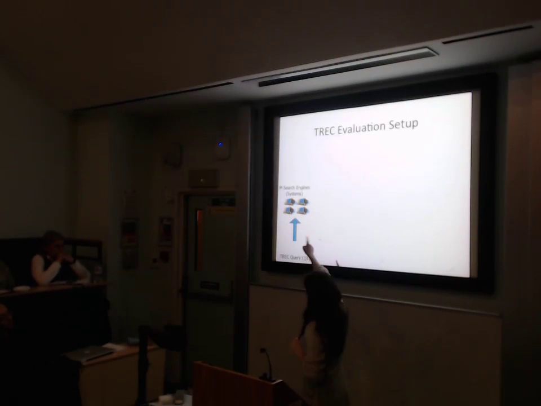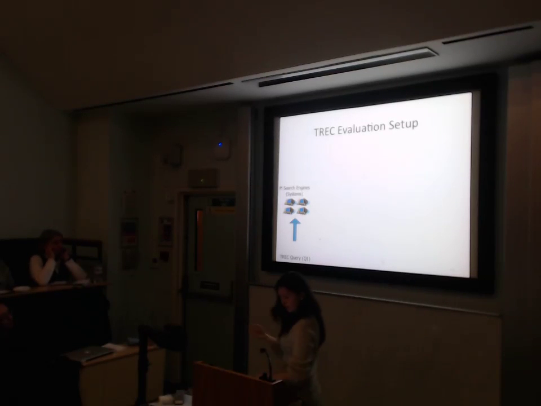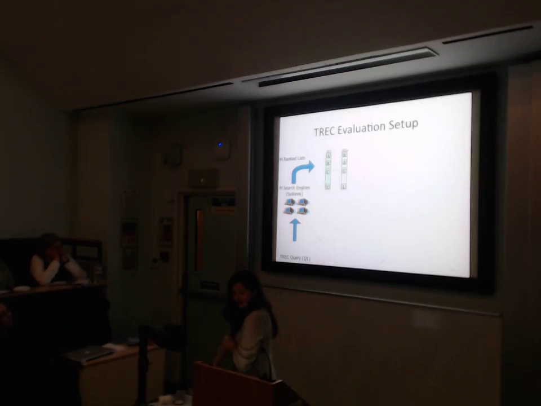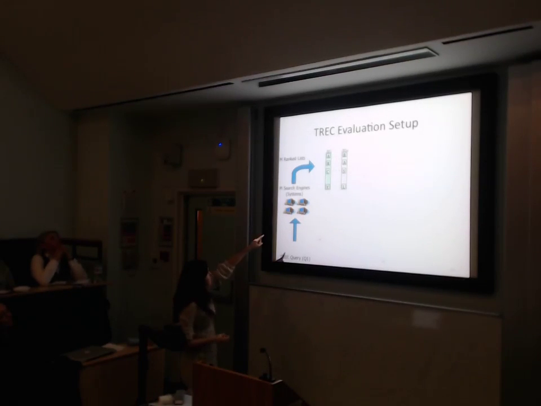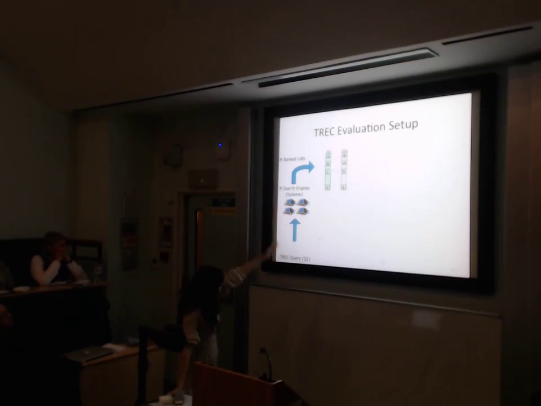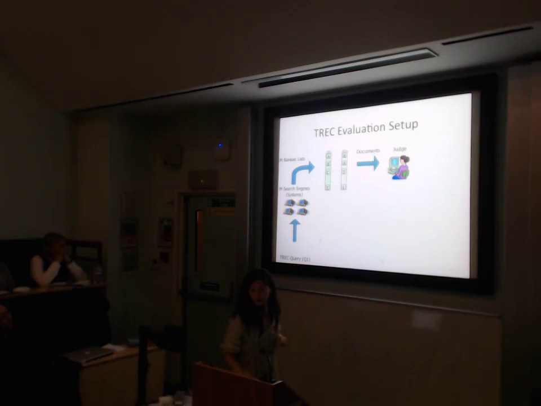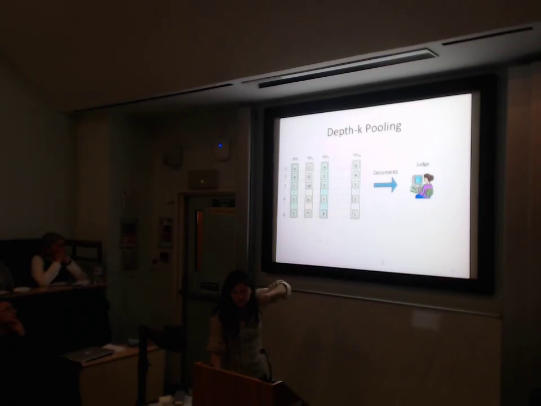You run each of these systems on a query. You have already identified these queries. And then all these different systems retrieve some documents in the collection. So in the end, if you have M systems that you would like to compare with each other, you have M different rankings. Now you have to pick which documents you should be judging to evaluate the quality of these rankings, but you have to do it efficiently.